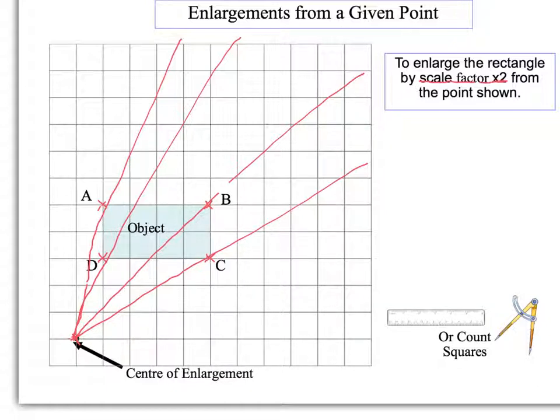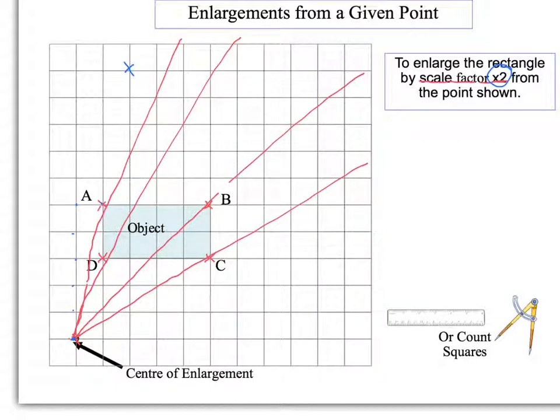I can, from my centre of enlargement, count the number of squares to A. I've gone 1, 2, 3, 4, 5 up and 1 to the right. And because it's twice as large, I know I don't want to go 5 up, 1 to the right, but I want to go 10 up and 2 to the right. 5, 6, 7, 8, 9, 10 up, 1, 2 to the right. And had my ray line been drawn straight, it would have gone through that point.